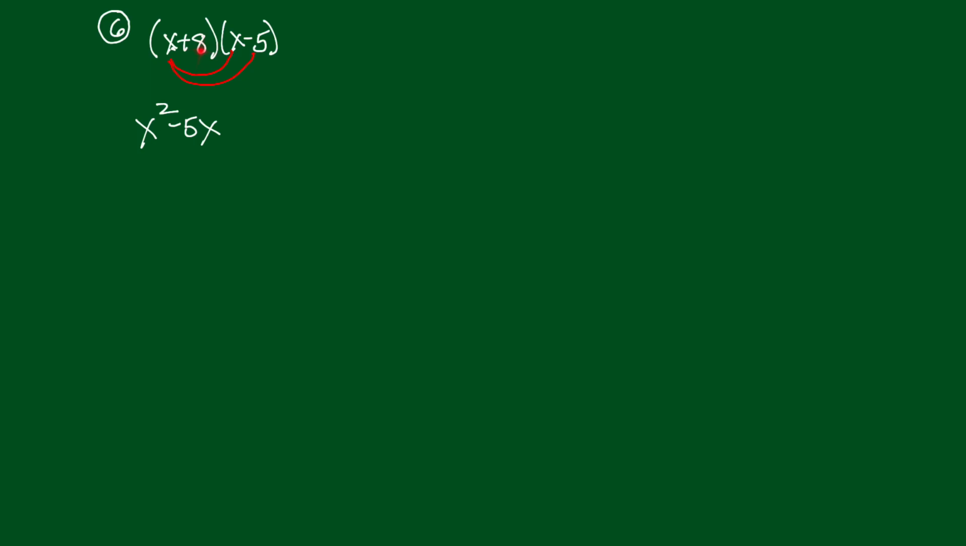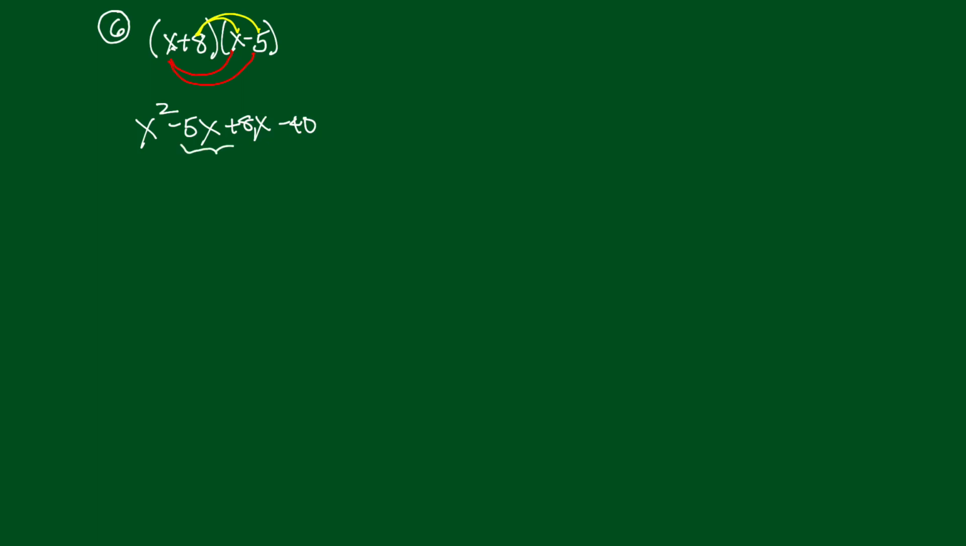Now, what about this 8? Move over to the 8. I'm going to distribute that. So this 8 is going to go to that x, then to that 5. So what do we get here? Positive 8 times positive x is plus 8x. You know what? I'm going to keep everything that same color. So it's going to be plus 8x. And then positive 8 times negative 5, negative 40.